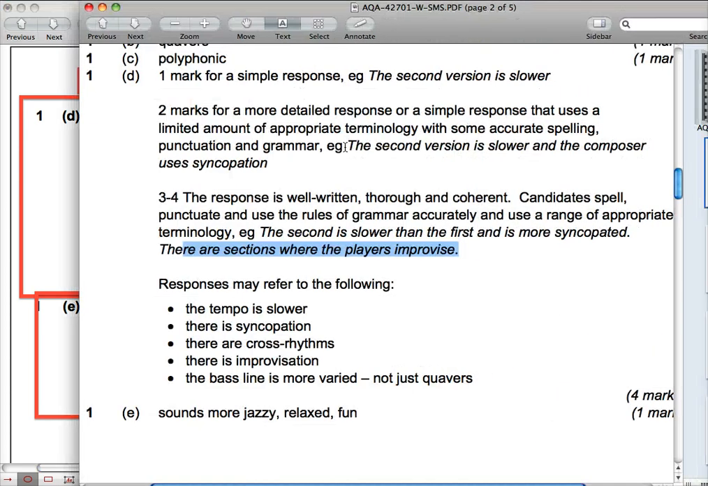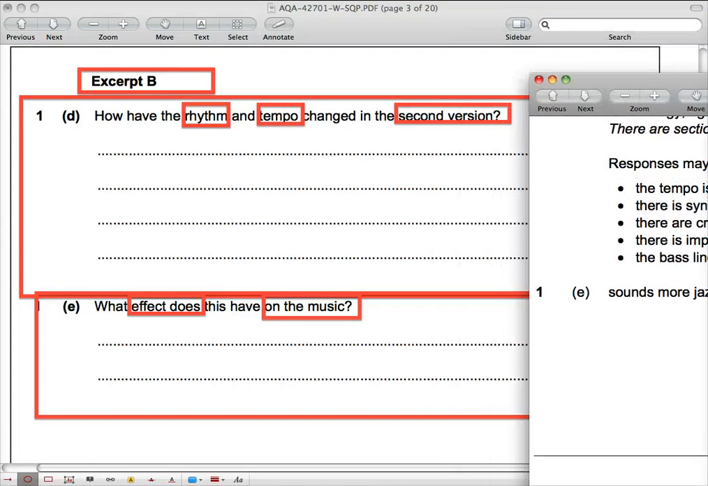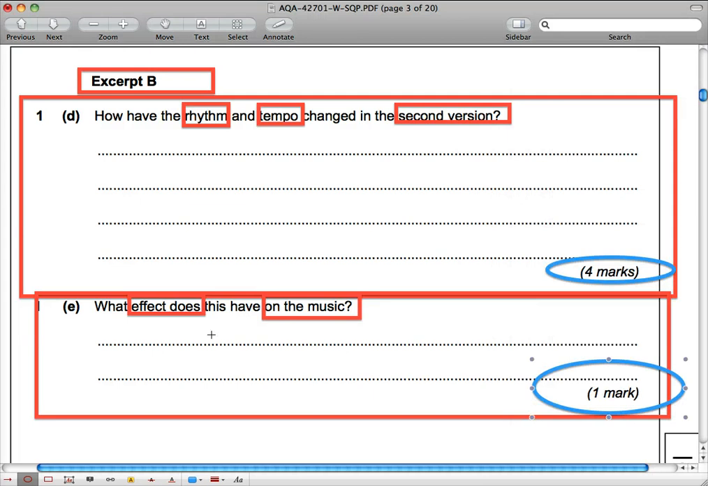So if we look here in their mark scheme again, 3 possible answers are: it sounds jazzier, it sounds relaxed, or it sounds fun. So a very simple answer for a very simple question, really, worth 1 mark, describing what effect these changes have. It's important that it refers back to these rather than a different effect had by another change, perhaps in pitch or melody or something like that.